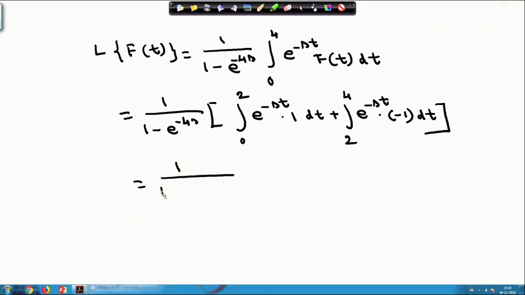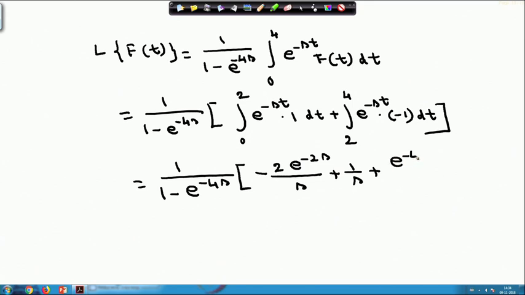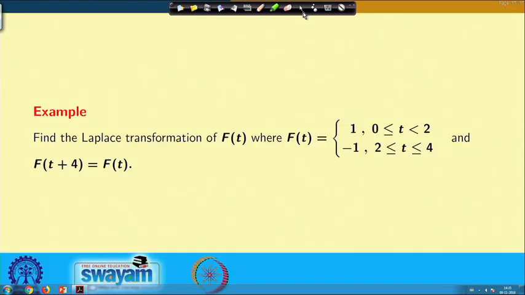I am just writing the final result: 1 by 1 minus e power minus 4 s into 1 by s minus 2 into e power minus 2 s by s plus e power minus 4 s by s. So, this gives the result. Please calculate the value of the integrals and check whether it is proper or not. So, let us come back to this again.